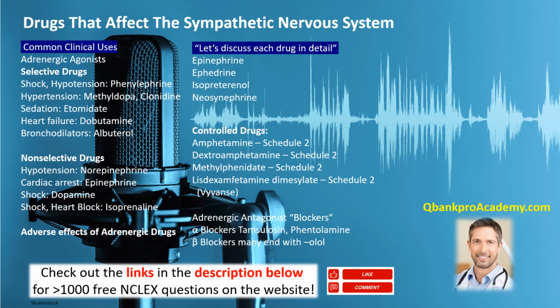Another drug that we spoke about is dopamine. Dopamine is also indicated for the treatment of hypotension, but it can also be used for the treatment of bradycardia and even in cardiac arrest. Isoprenaline is indicated for treating bradycardia and heart block.